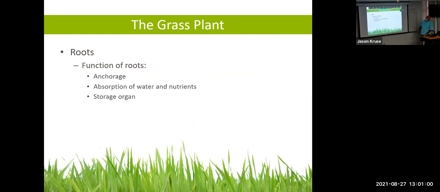Roots, I'm going to try to skip through some of this a little bit because it's probably background. Roots do three main functions, right? Provide storage for carbohydrates for the plants. They anchor the plant into the soil, which also contributes to soil stabilization, right? And they serve to bring water and nutrients up from the soil into the plant.